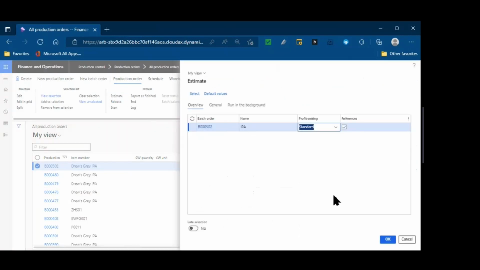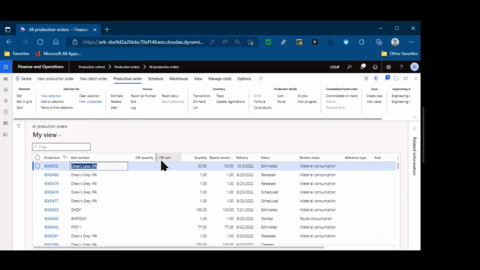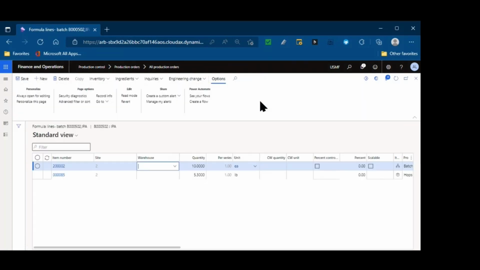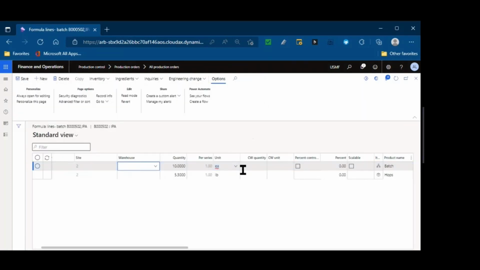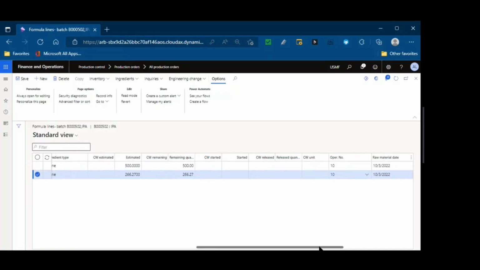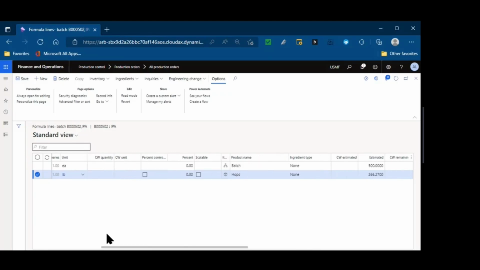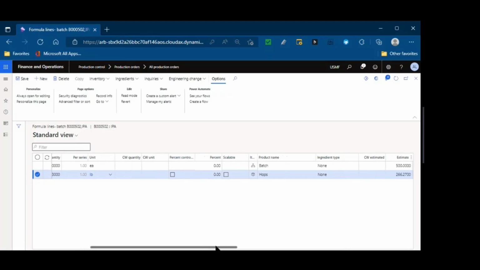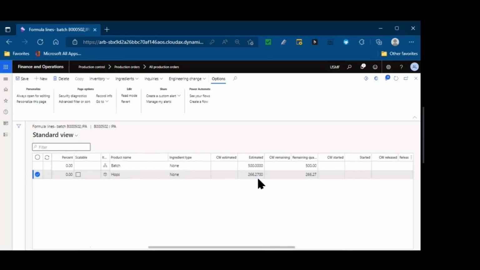We're going to go ahead and estimate this batch order. We can see this one's for 50 units, so it's now estimated. And we'll go back into our formula. So 50 units times 5.3 plus our scrap, and we can see it has estimated 266.27 units. So 265 we get from our quantity times our amount, 5.3 times 50, and then 1.27 units of the constant scrap.